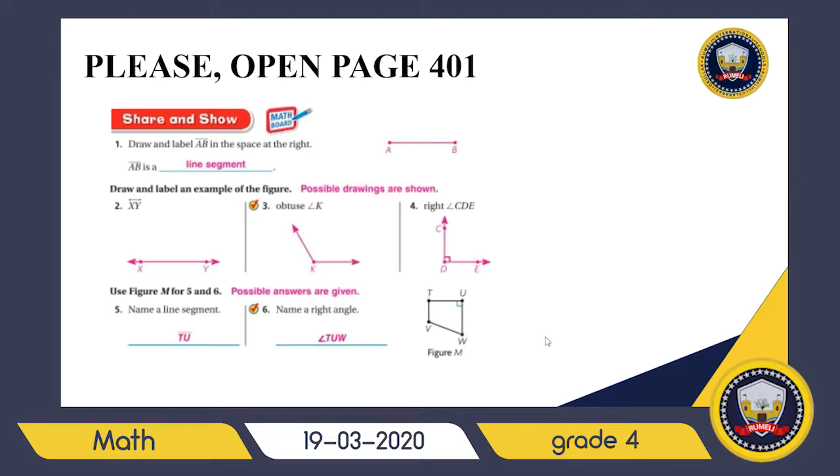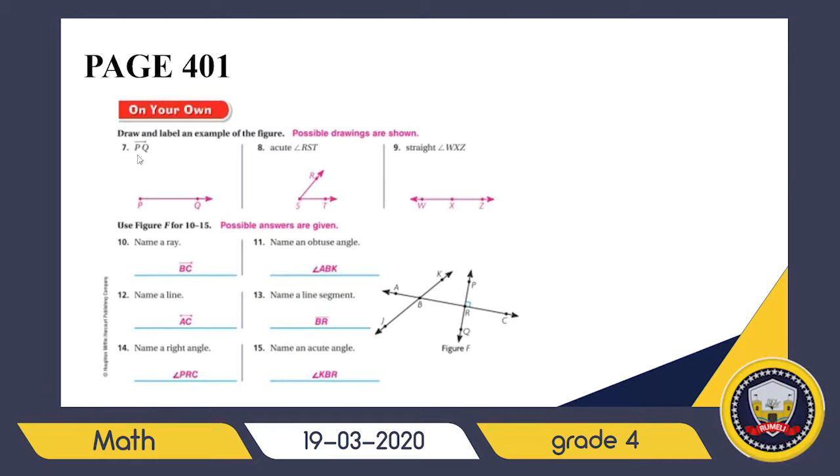Good job. Okay, let's check question 7. It says draw and label an example of the figure PQ. So if you check the shape on top, you can see P is the end point, Q is the endless point. It goes on forever. So it shows which figure? Perfect. This is a ray. So we can say PQ, ray PQ, right?